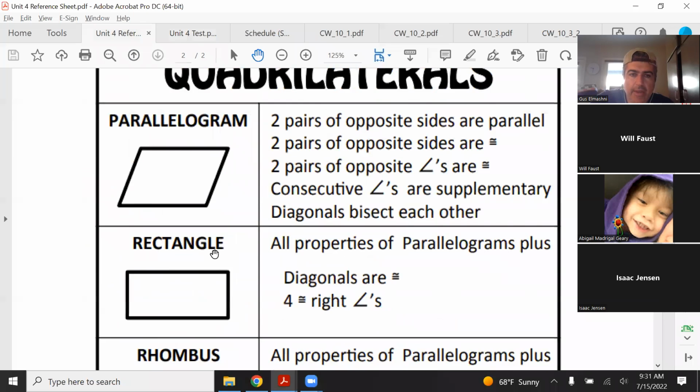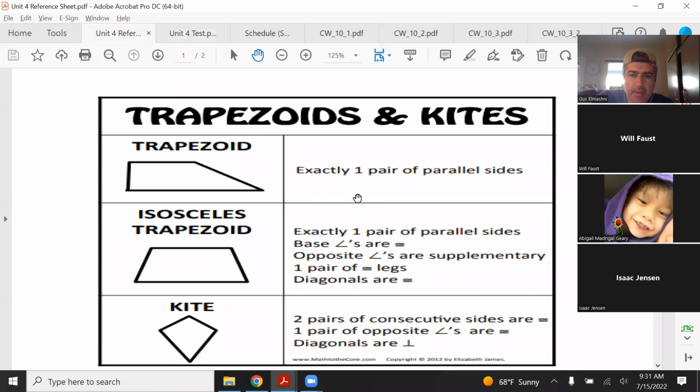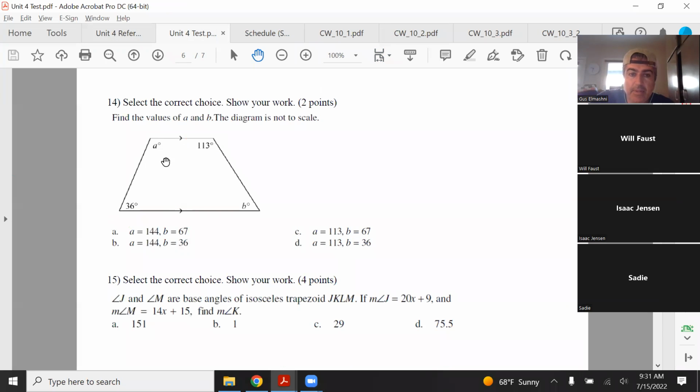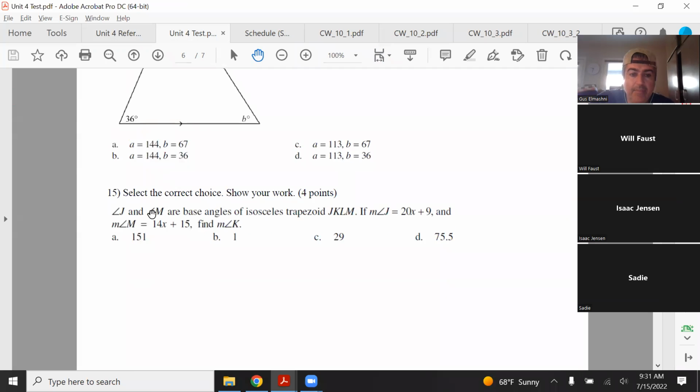And again, you're told that also right here, one pair of parallel sides. That's just for isosceles, I guess, but still, you should be able to make that connection because we learned about parallel sides in the previous unit, that same side interior angles add to 180.